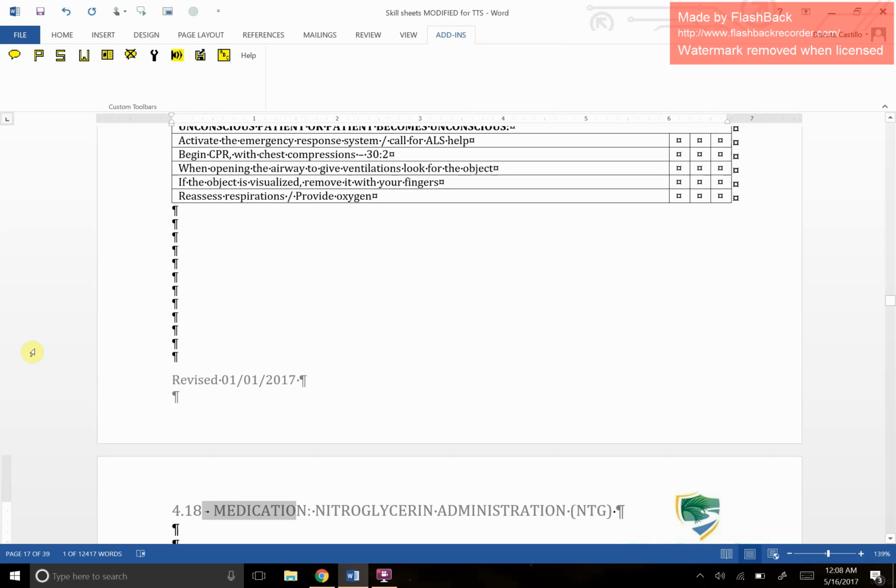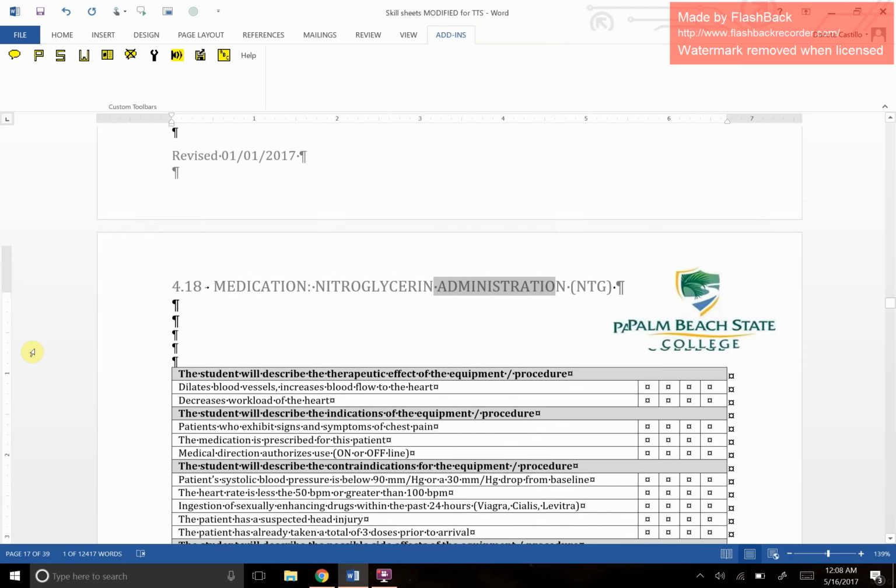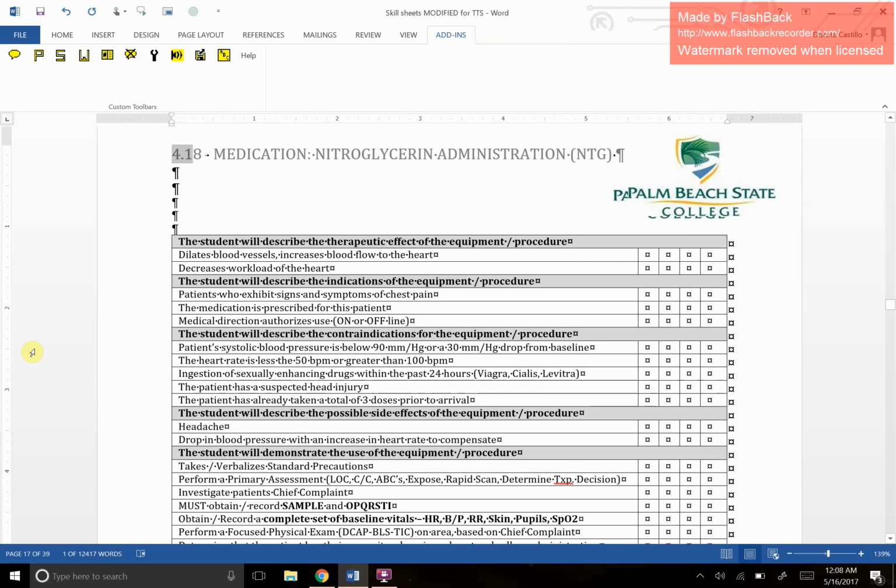4.18 Medication, nitroglycerin administration, NTG. The student will describe the therapeutic effect of the equipment / procedure. Dilates blood vessels, increases blood flow to the heart. Decreases workload of the heart.